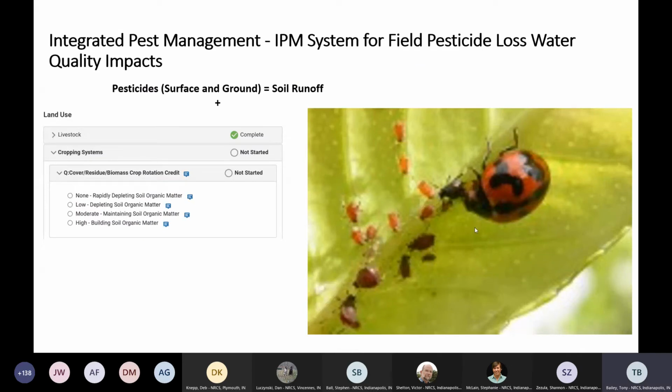For the pesticides, the soil runoff assessment pulls from that cover residue biomass crop rotation question that was alluded to previously. It just looks to see, when those products are applied, how much residue, how much cover we have there, and if that's being controlled or not.